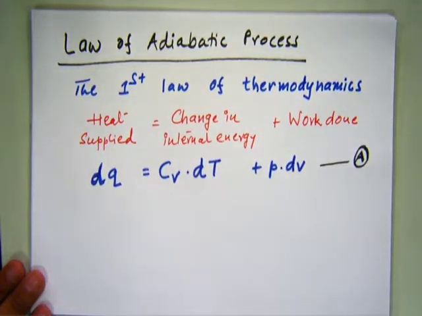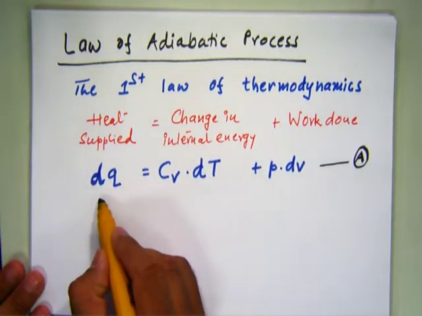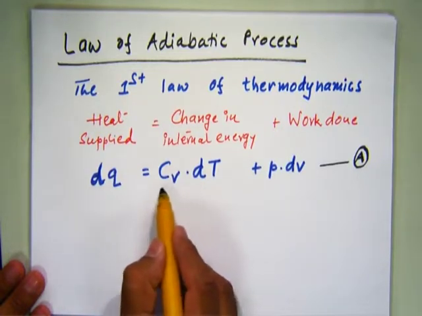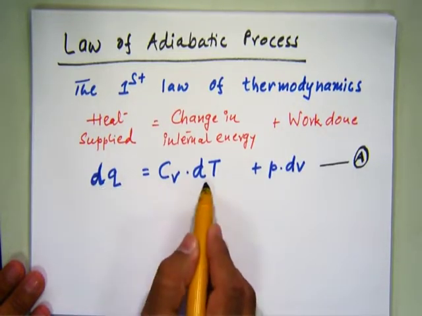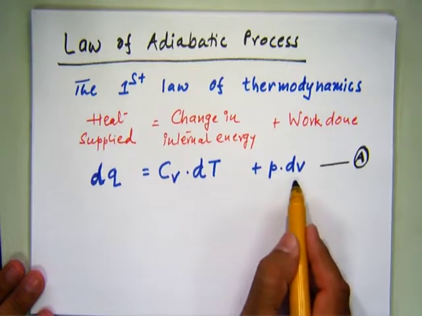This is your equation A. Heat supplied is equal to change in internal energy plus work done: dq is equal to Cv into dT, plus P into dV.